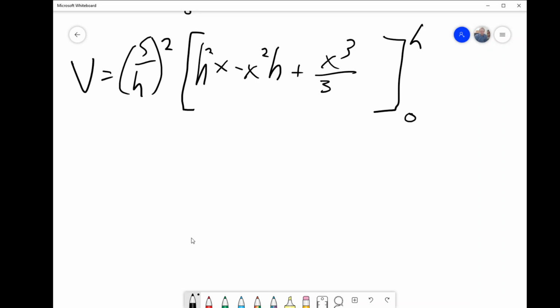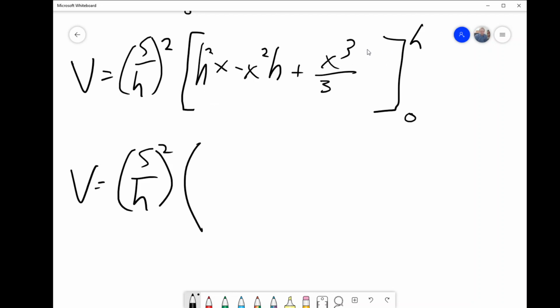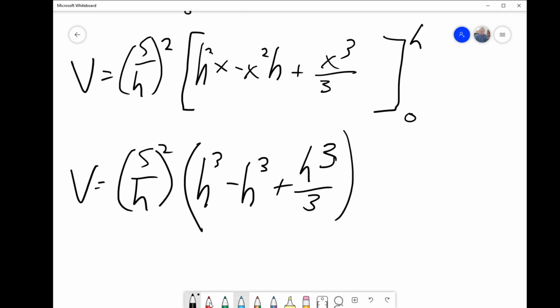Now this whole thing is going to be 0 when x is 0. So then our volume here, when we have x equal to h, gives us h cubed minus h cubed plus h cubed over 3, and then again we're subtracting the 0. These cancel. This h squared we have here cancels with 2 of these h's, and we are left with a volume equal to s squared h over 3.